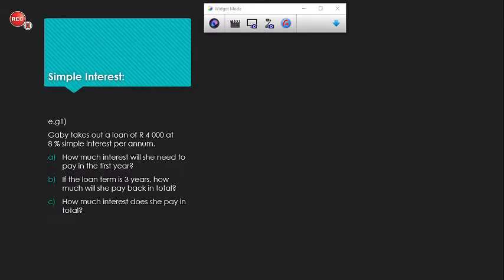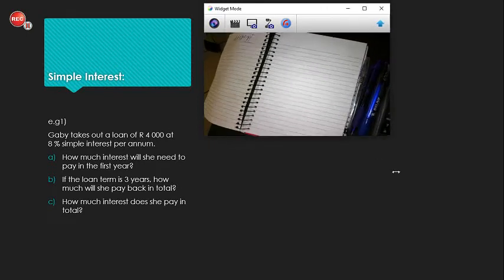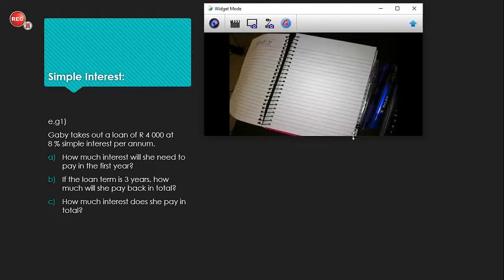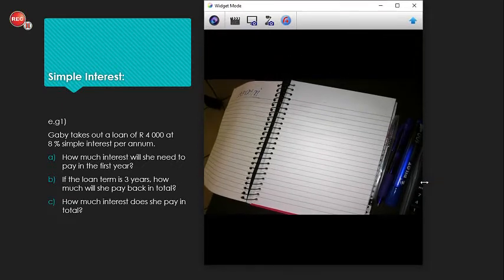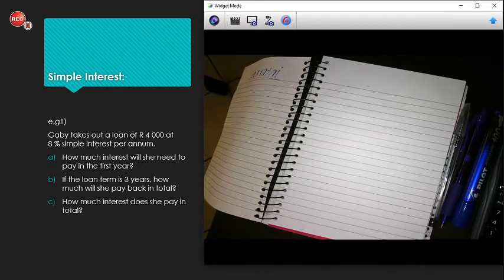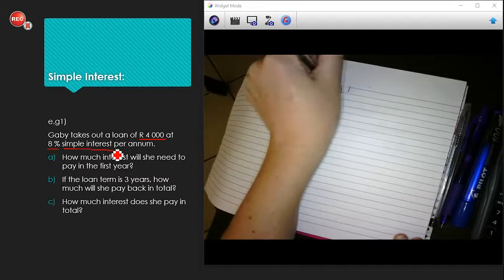So let's jump into it. Gabby takes out a loan of 4,000 Rand at 8% simple interest per annum. Per annum means for 1 year. How much interest will she need to pay in the first year? So we have a lot of important information. We know that Gabby's loan is 4,000 Rand. We know it's 8%, and we know it's simple interest. So let's have a look at the first example.